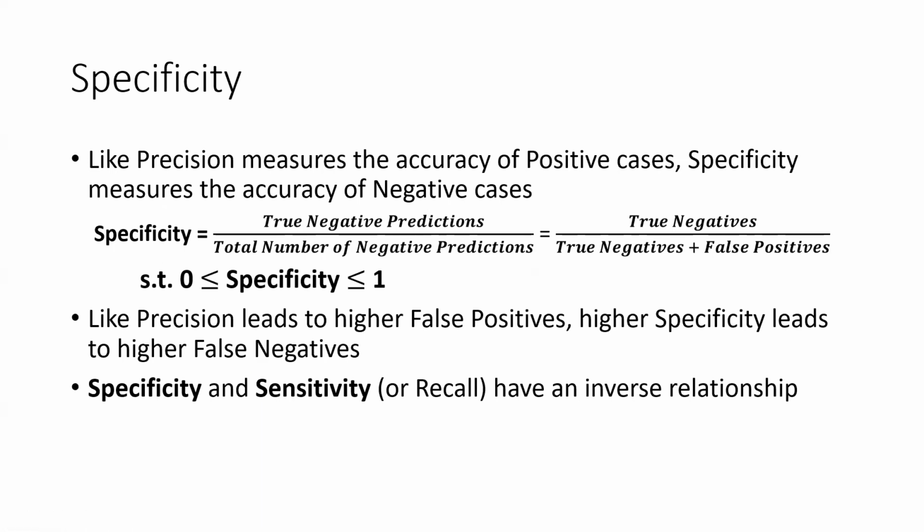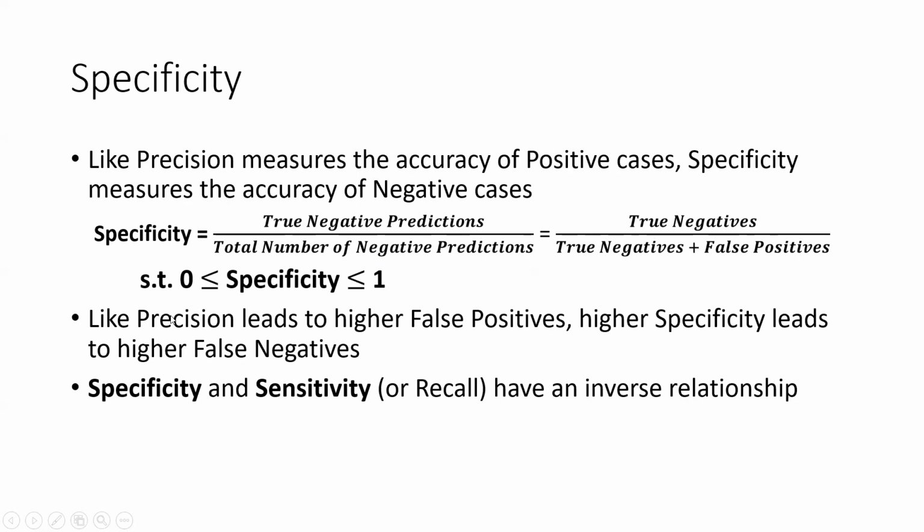So we discussed that the precision measures the accuracy of positive cases. Right? Similarly, the specificity is another measure which measures the accuracy of negative cases. Right? Precision is a measure of the accuracy of positive cases, and the specificity is a measure of the accuracy of negative cases. So here we can see the specificity is defined as the true negative predictions divided by the total number of negative cases. Right? True negatives divided by true negatives plus false positives. The specificity also lies between 0 and 1. Right?